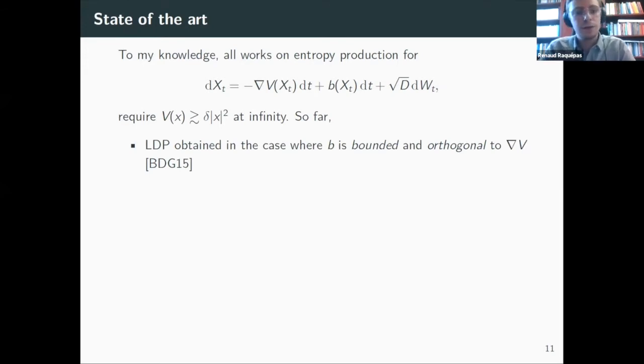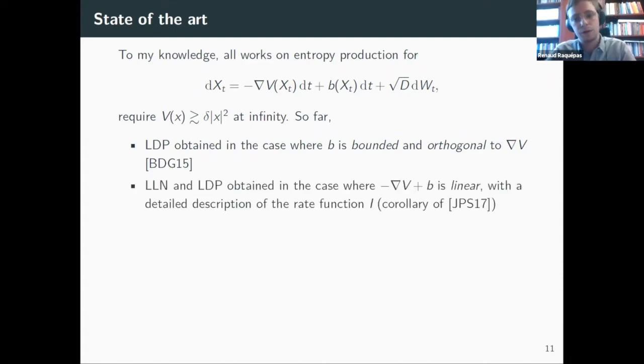Okay, so an LDP was obtained by Bertini and Di Gesù in the case where B, this non-conservative part, the part that does not come from a gradient, is bounded and orthogonal to grad V. So that's a special case that was looked at. And another special case that was looked at was the case where this V is exactly quadratic.